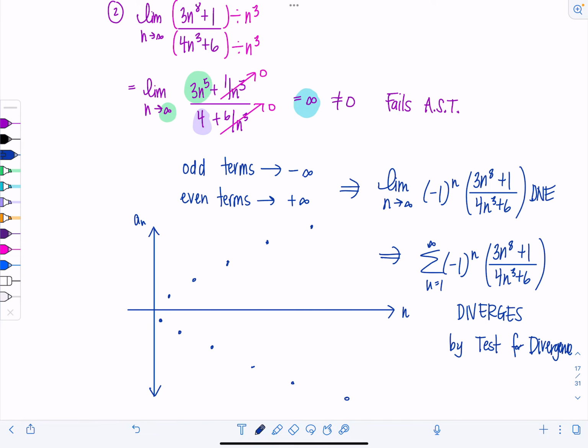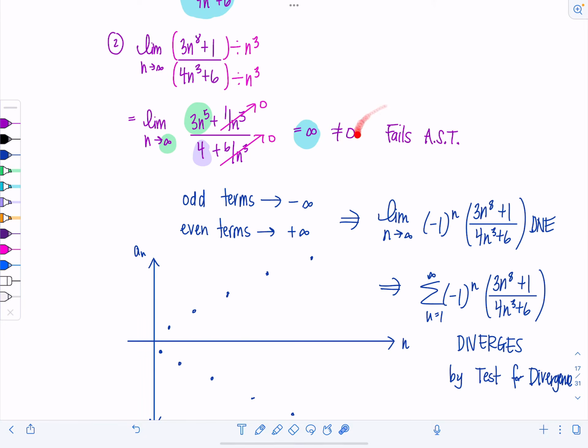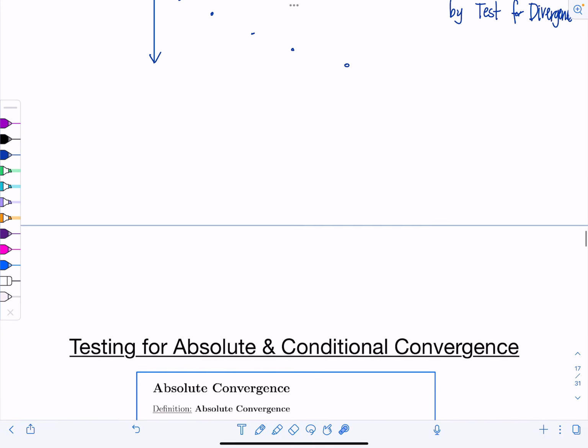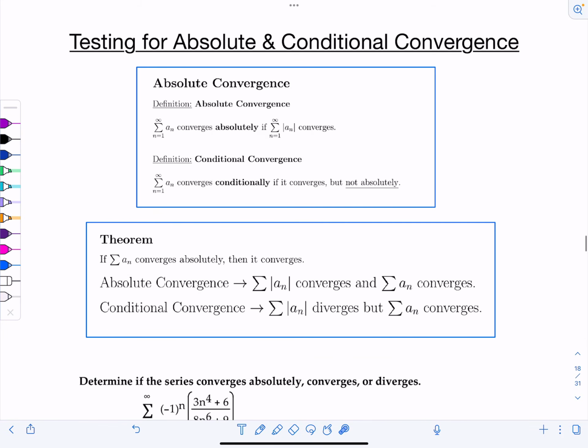A lot of teachers, though, will just let you stop here. If it fails AST, you can say it diverges. So I wanted to show you both cases because I don't know who your instructor is, how picky they are. All right. Now, let's talk about testing for absolute and conditional convergence.